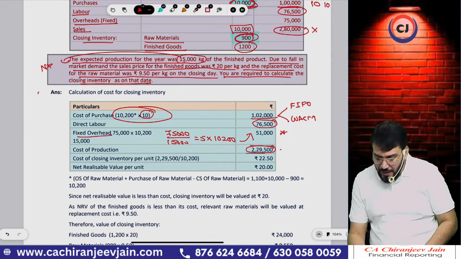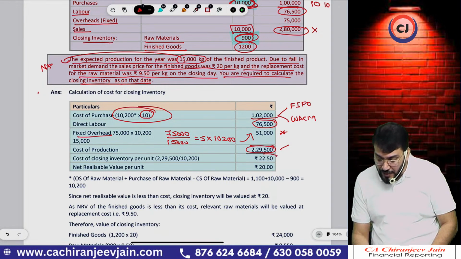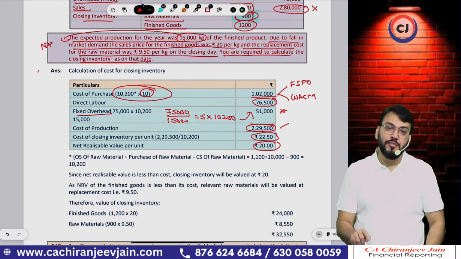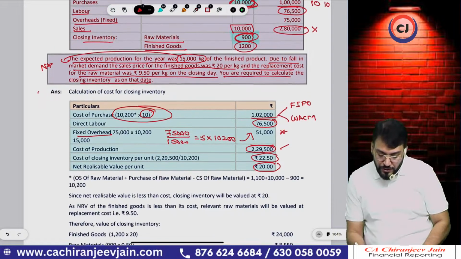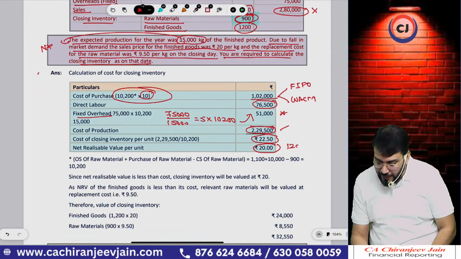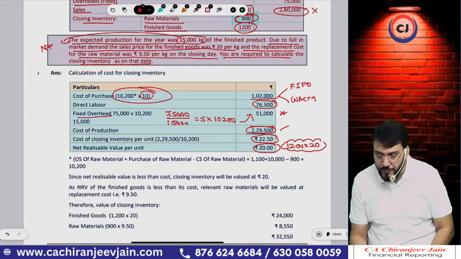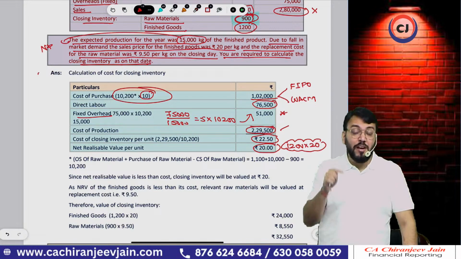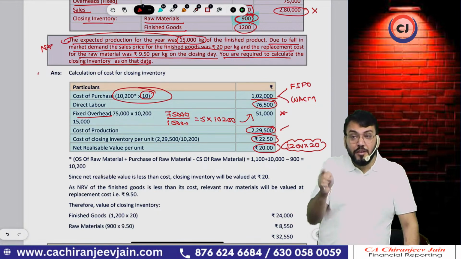given. This divided by actual production. What is the actual production? 10,200. This becomes the cost price. What is the NRV given? So we'll value finished goods at what? 20. So your finished goods is what? 1,200 into what? 20. This becomes the value of closing stock of finished goods. Now we'll find out value of closing stock of raw material.